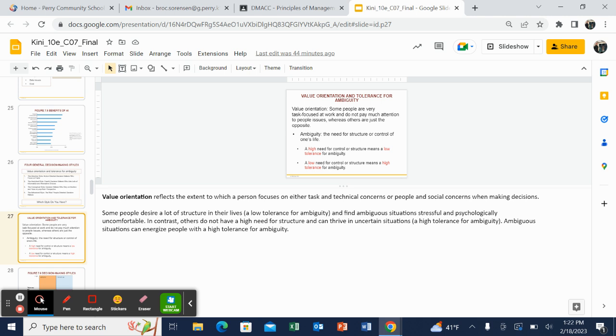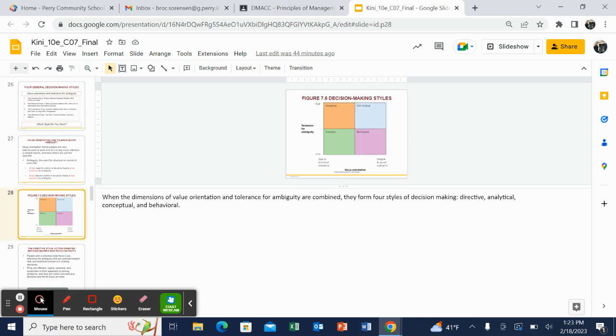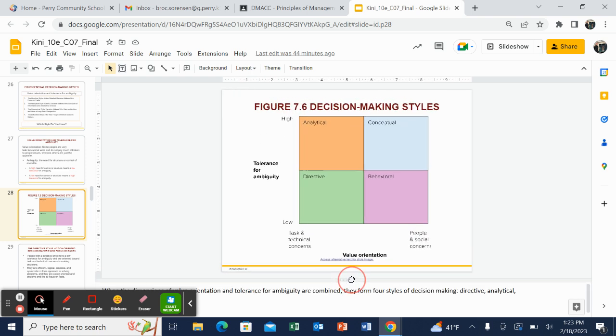Value orientation refers to the extent to which a person focuses on either task and technical concerns or people and social concerns when making a decision. And then we see how ambiguity can play a factor as well. So we have really those 2 forces weighing heavily on our decision making style. You can also see this in your book on page 292.